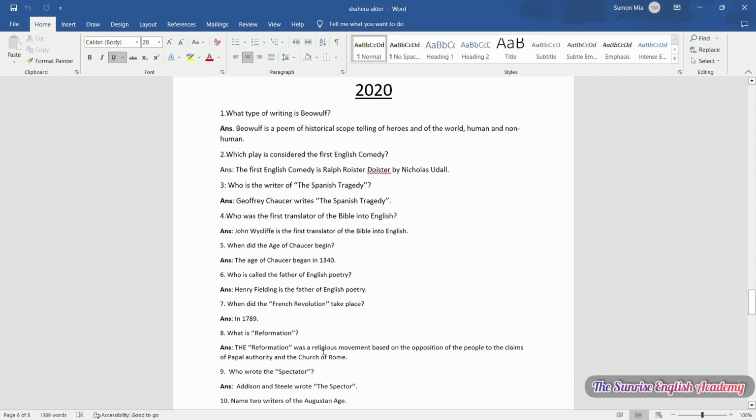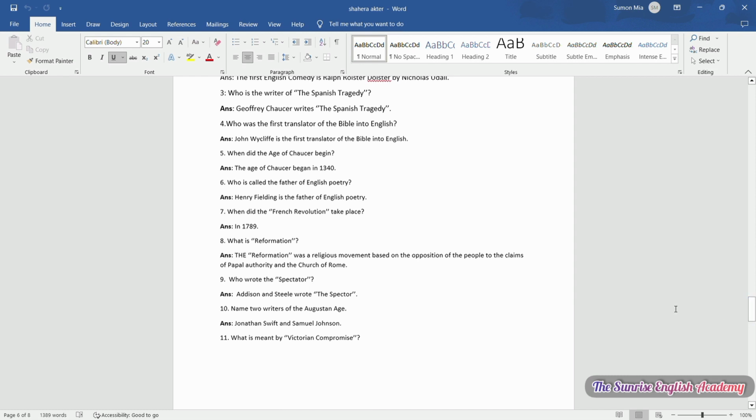Answer. The Reformation was a religious movement based on the opposition of the people to the claims of papal authority and the Church of Rome. 9. Who wrote The Spectator? Answer. Addison and Steele wrote Spectator. 10. Name 2 writers of the Augustan Age. Answer. Jonathan Swift and Samuel Johnson.